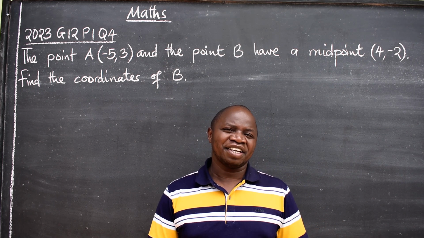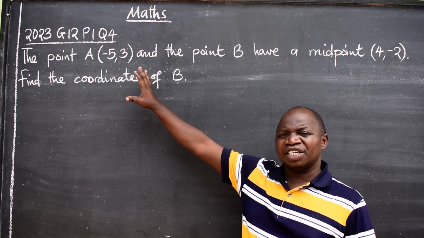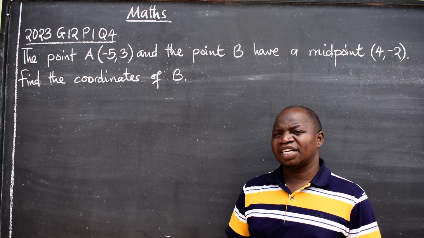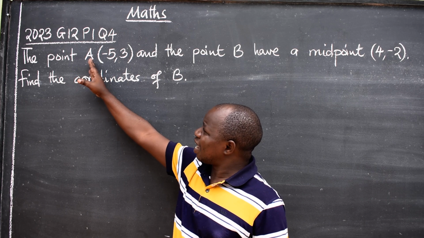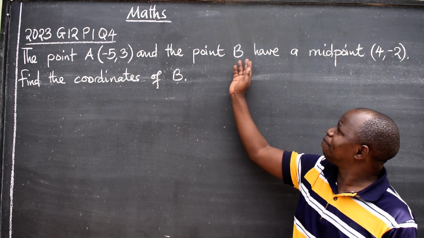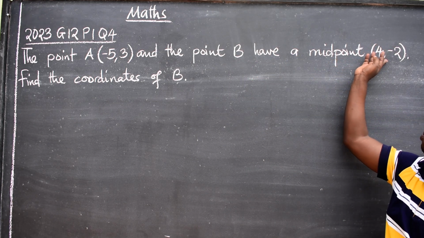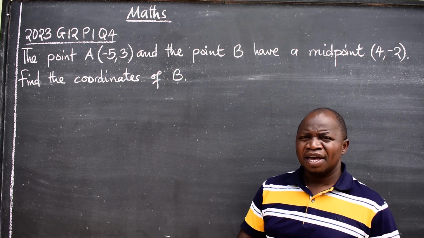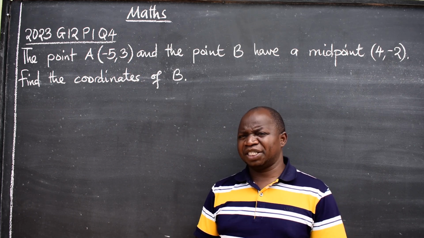Hope you are fine. This is mathematics. With me is a question from 2023 grade 12 paper 1, and this was question number 4. The point A with coordinates -5,3 and the point B have a midpoint 4, -2. The question is, find the coordinates of B. The question is coming from a topic called coordinate geometry.